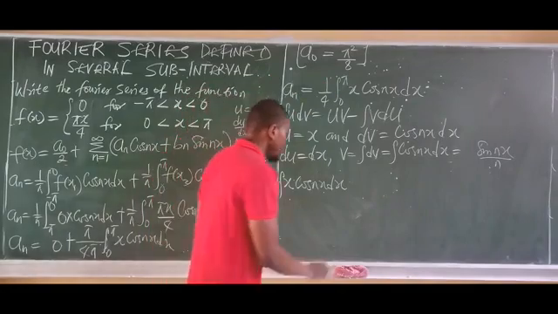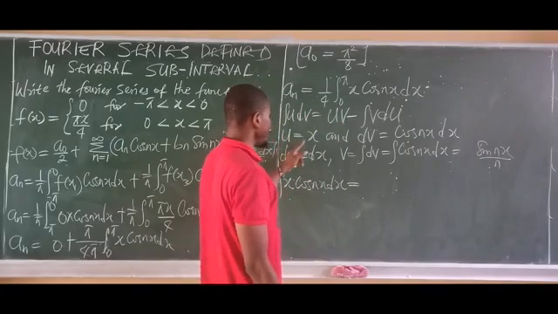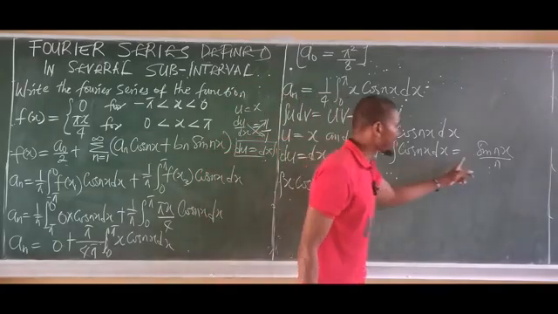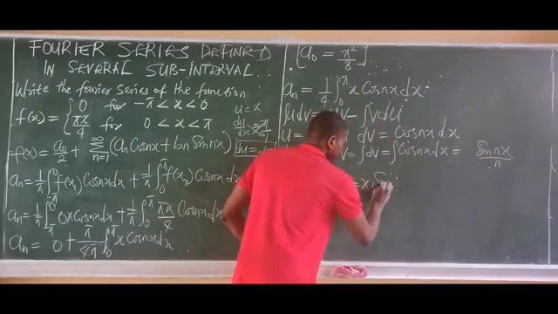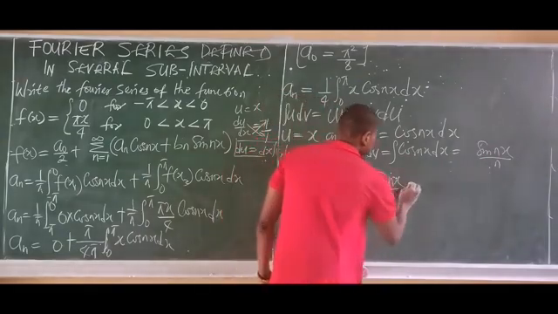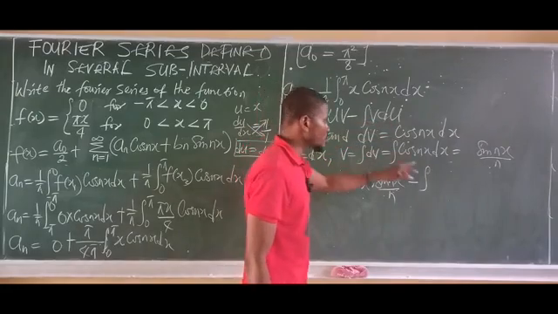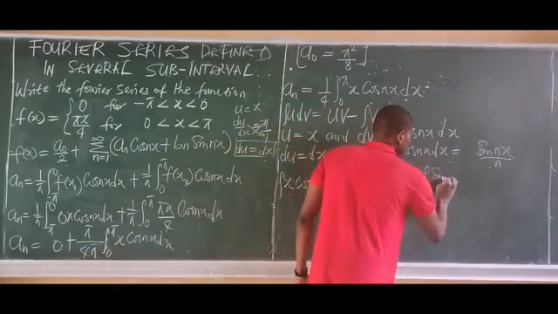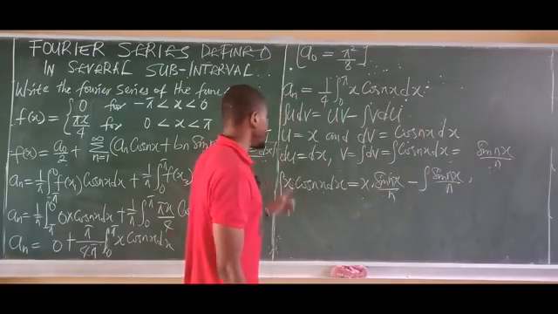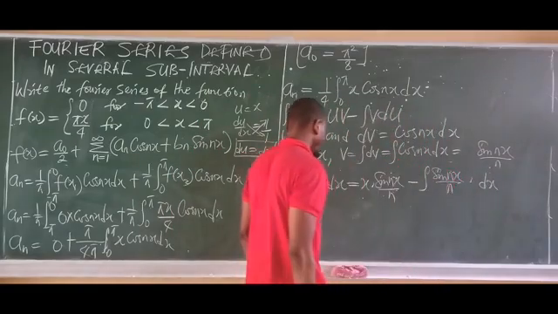then it turns to an. So this is equal to, from the formula, u times v. What is u? u is x. You have x times, what is v? v is sine nx all over n. So you have times sine nx all over n minus integral of v times du. What is v? Once more, v is sine nx all over n times du. What is du? du remains dx. So you have times dx.